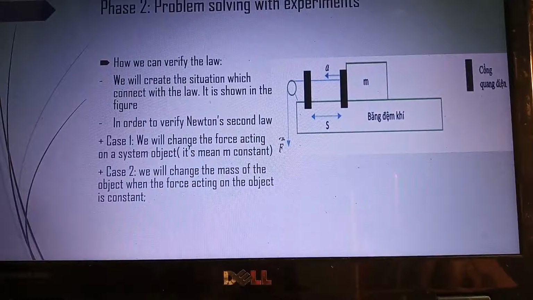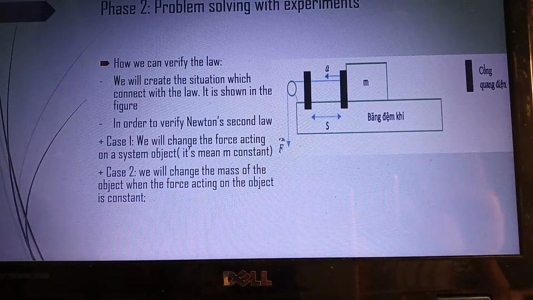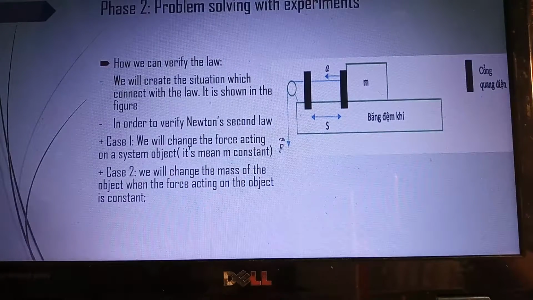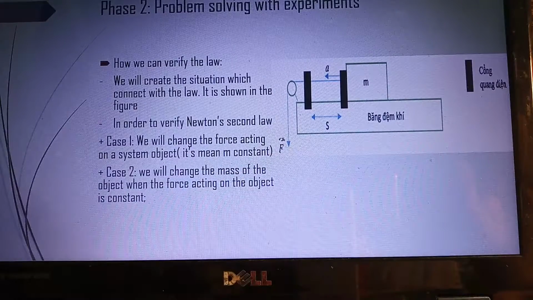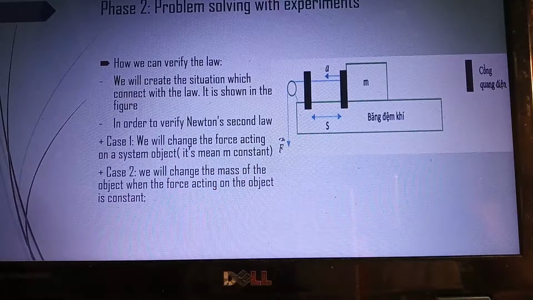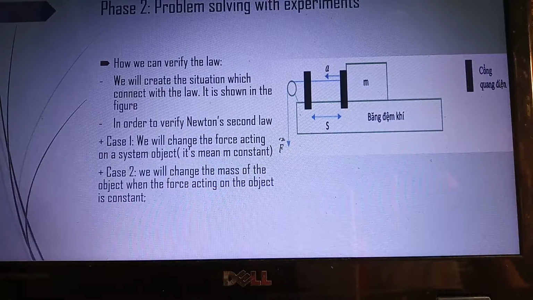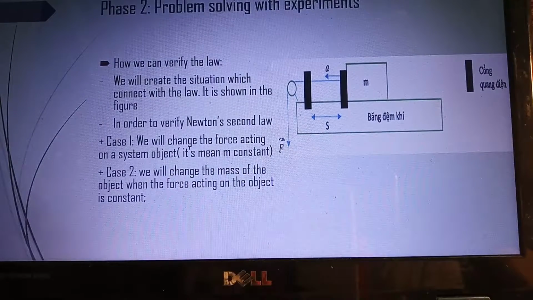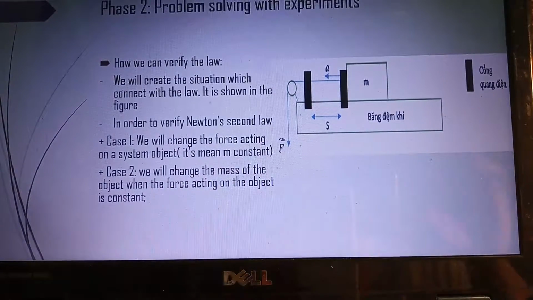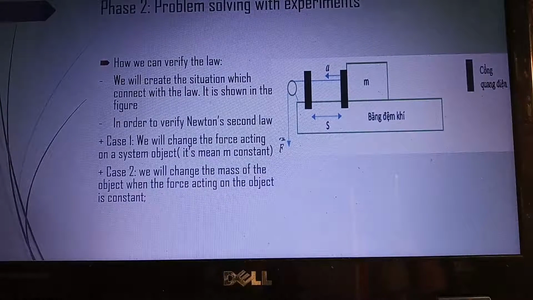To verify Newton's second law, we need to verify two cases. In the first case, we will change the force acting on the system, which means the mass is constant. The second case is that we keep the net force constant and change the mass of the object, and then we also verify the law in that case. Before conducting the experiment, I will introduce the apparatus.